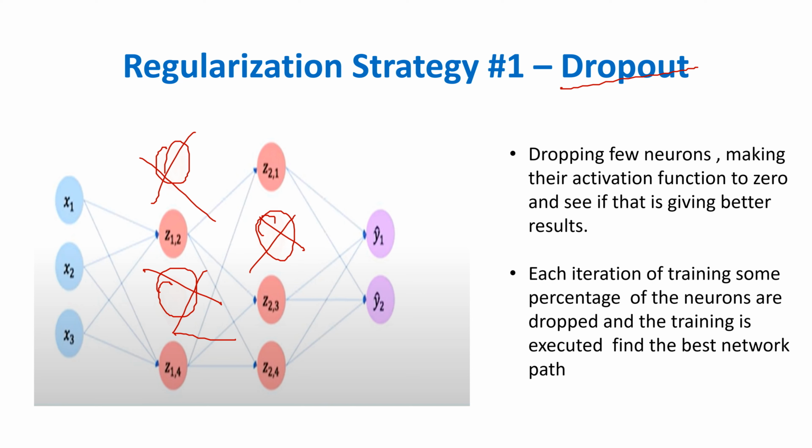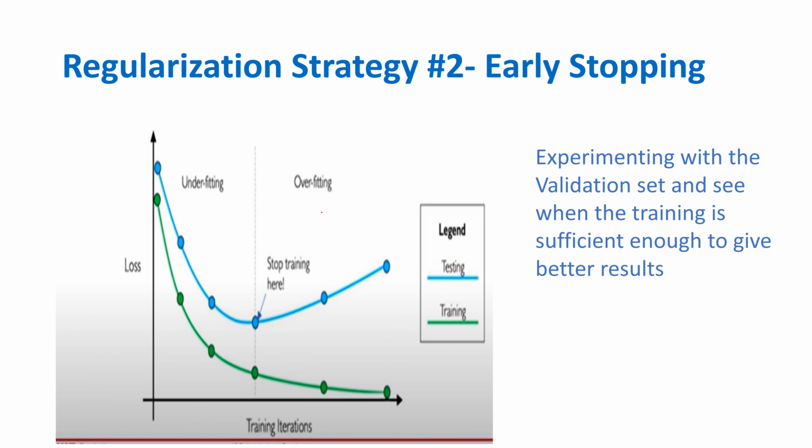Regularization strategies usually alleviate the overfitting or underfitting problem. And then early stopping. We have the training set and this validation or dev set, so we need not overtrain. This green graph represents the training and this is the validation set. This graph is between loss and the training iteration, showing how many training iterations we are doing.